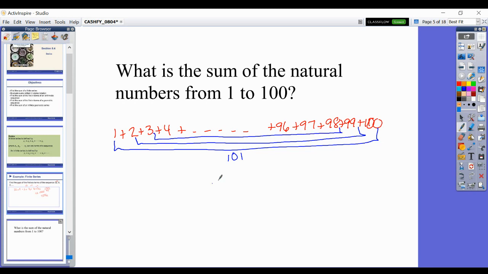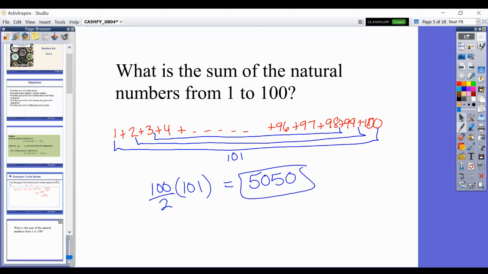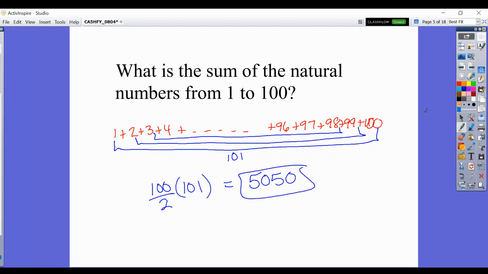And 3 plus 98 is also 101. So how many 101s do I have? Since I'm pairing up my 100 terms, I only have 50 terms times 101. The answer is 5,050. If you add all these up and you don't make any mistakes in your calculator, you will get 5,050. So it's a little shortcut. It's a lot faster than typing them all in.